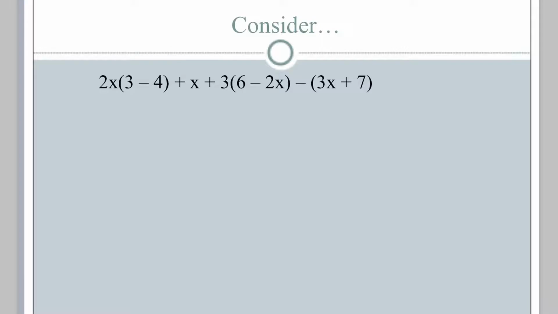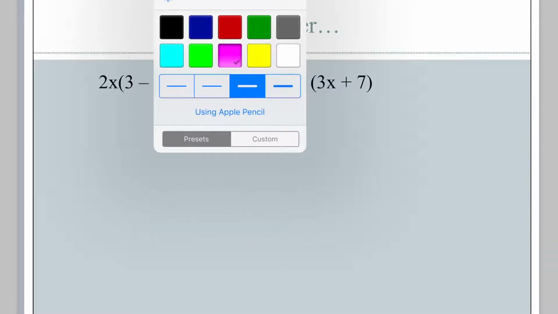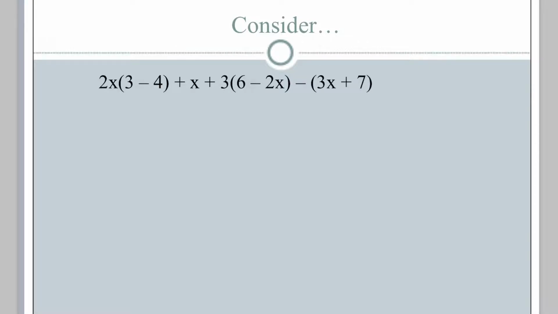So consider, we have a relatively long expression. And so what we can do is we can begin by first looking to see, can I combine any like terms or can I distribute? Which one do I want to do? Well, a lot of times I would encourage you to go ahead and distribute first. So where can we distribute? Well, anywhere there's a parentheses.